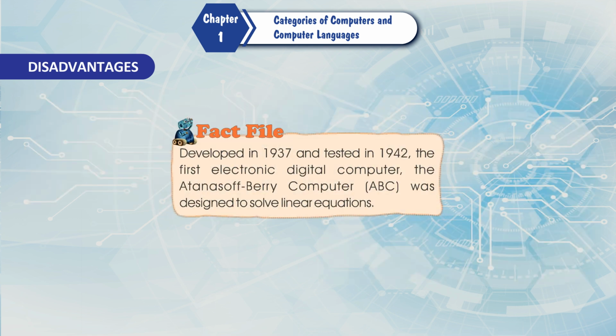Fact file. Developed in 1937 and tested in 1942, the first electronic digital computer, the Atanasoff-Berry Computer, ABC, was designed to solve linear equations.